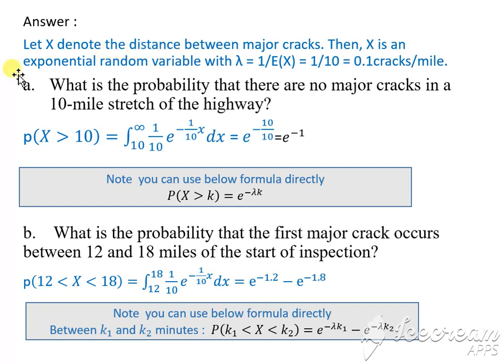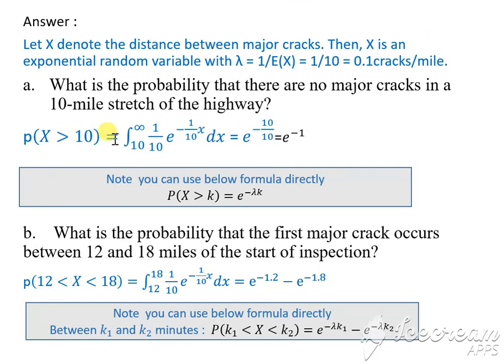Now, if we know that the mean is equal to 10 miles, your lambda parameter will be 1/10, which is 0.1 cracks per mile. Now, what is the probability that there are no major cracks in a 10-mile stretch? It means you are asking what is the probability that the cracks appear after 10 miles.